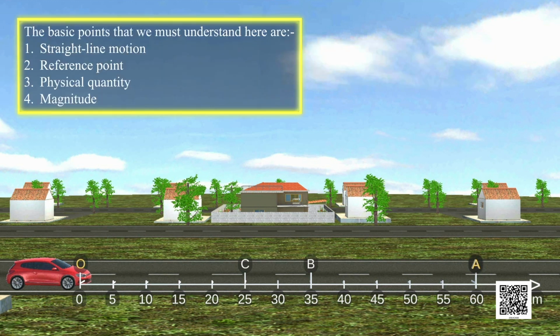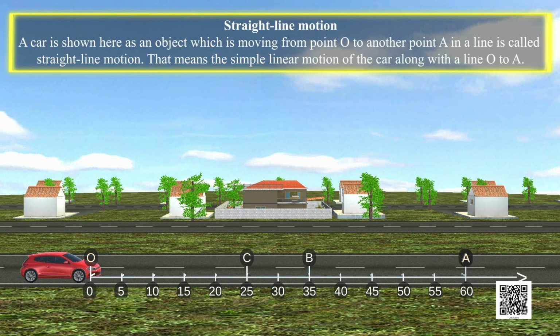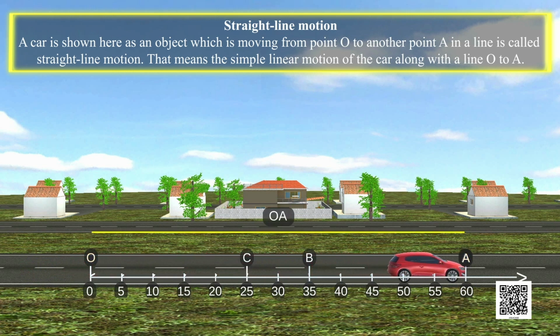The basic points that we must understand here are straight line motion, reference point, physical quantity, magnitude. Let us see straight line motion. A car is shown here as an object which is moving from point O to another point A in a line, which is called straight line motion. That means the simple linear motion of the car along a line O to A.